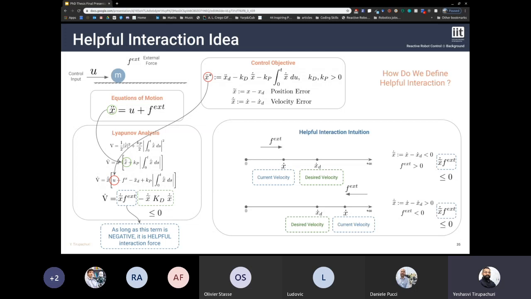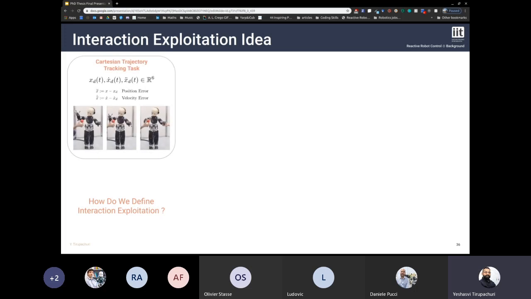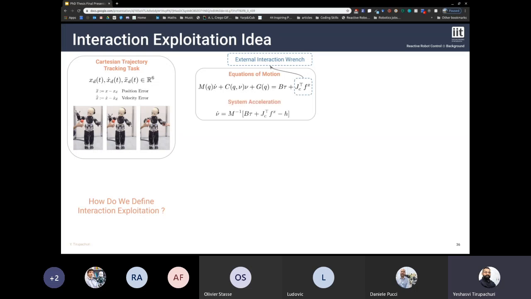Now, with this idea of helpful interaction definition, let's build the idea of interaction exploitation. For this, let's consider a simple Cartesian trajectory tracking problem for the end effector of the robot. Let's say you want to control the hand of the robot. The equations of motion of a floating base mechanical system can be defined by this relation, where we have an external interaction wrench acting at the hands, at the end effector, let's say. From this relation, we can find the system accelerations equation. And then we also have the end effector velocity mapped through the Jacobian to the system velocity, which on taking the time derivative, we can get the relation for the end effector acceleration.